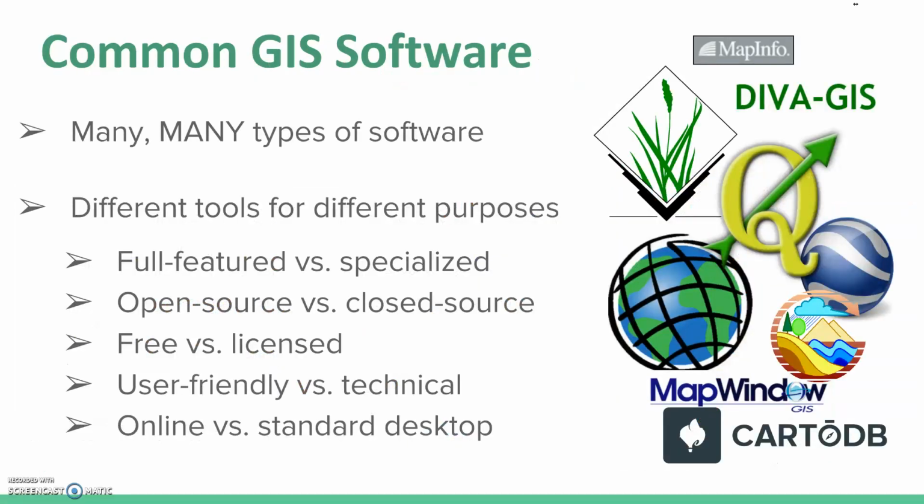So there are many different types of GIS software that are available, and I think the take-home message here is that there are different tools for different purposes. So some are fully featured, some are very specialized, some are open source and completely free to use, where others are closed source and licensed. Some are very user-friendly and designed to be so. Others are quite highly technical and take quite a bit of time to learn. You may find some software in online form and then others in standard desktop.